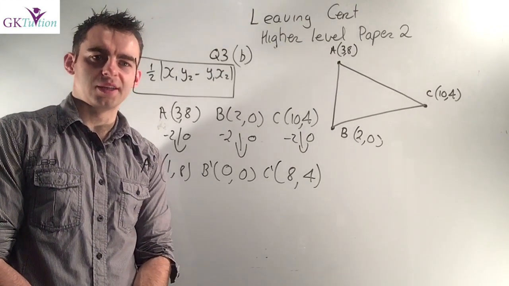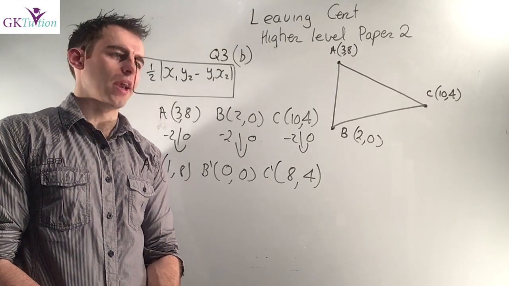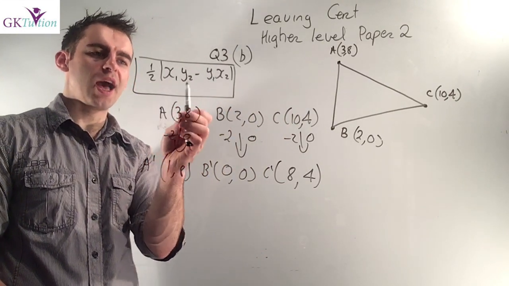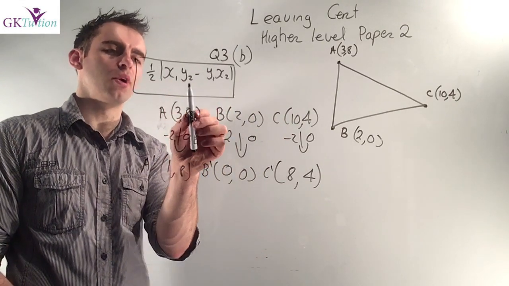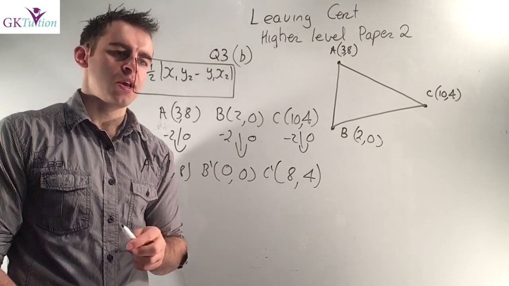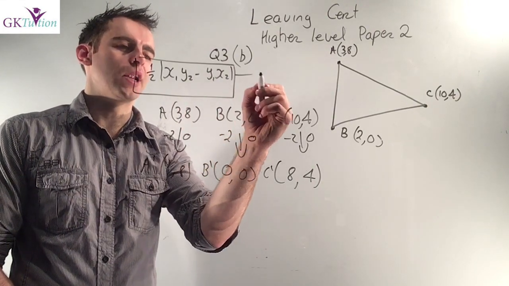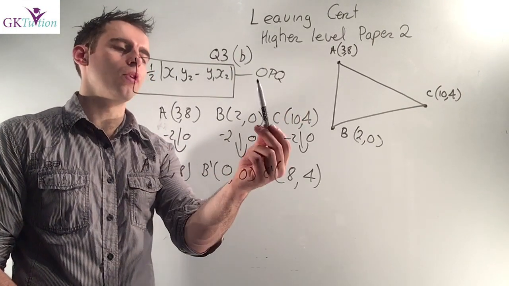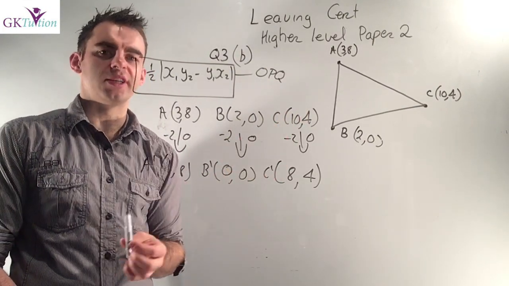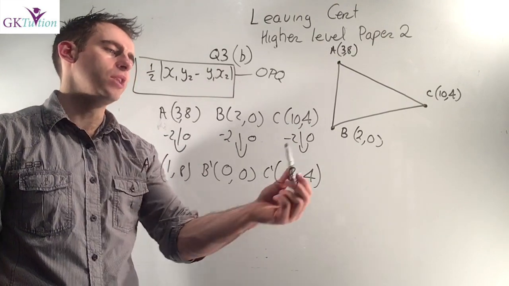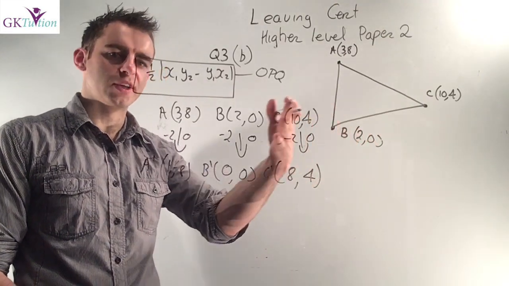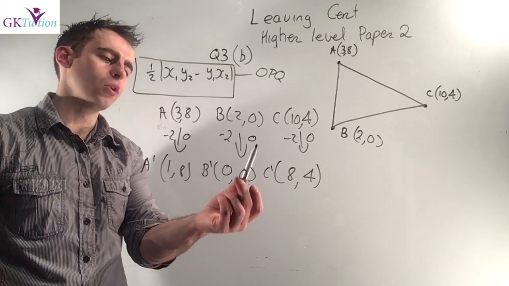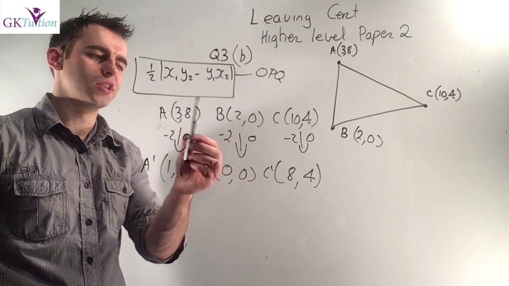Okay, probably the easiest way to do part B, to get the area of the triangle ABC, is to use the formula from your log tables, a half times the absolute value of x1, y2 minus y1, x2. In order to use that formula, you need to have a triangle OPQ. In other words, one of your coordinates needs to be the origin. So we need to do a translation to move this triangle so that one of the coordinates is at the origin. The coordinate I've decided to translate to the origin is B.